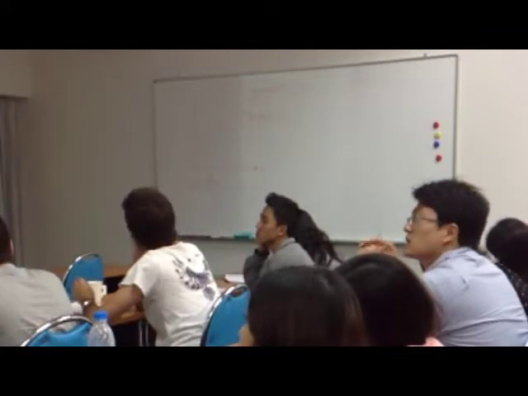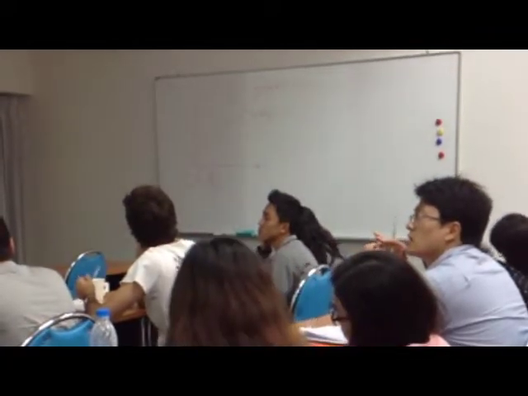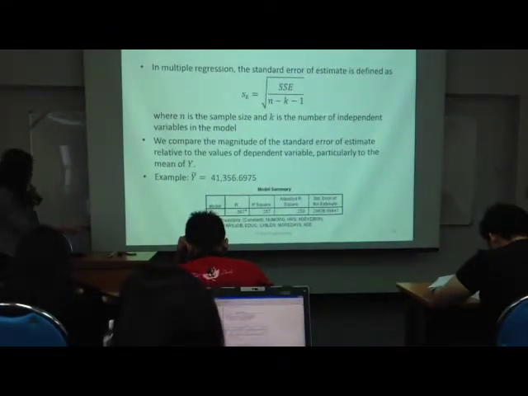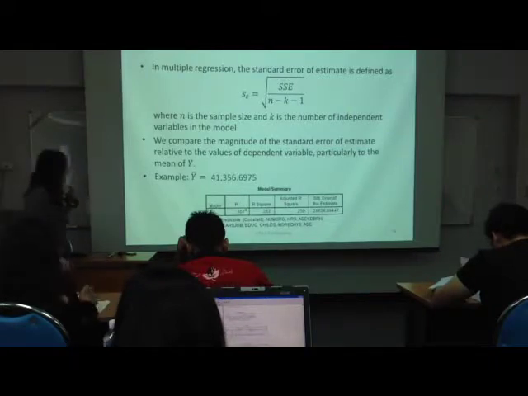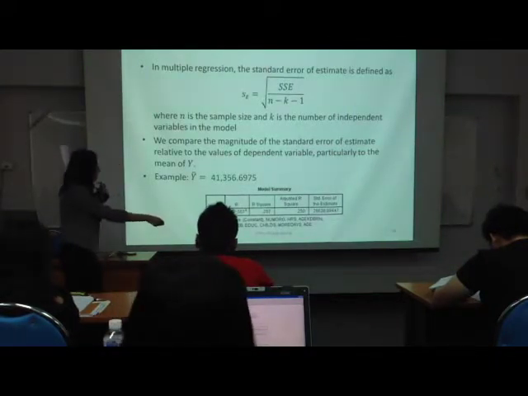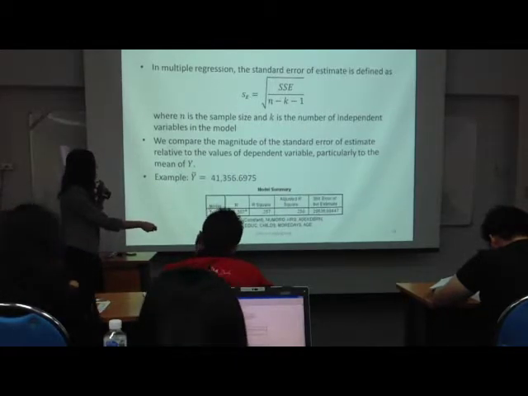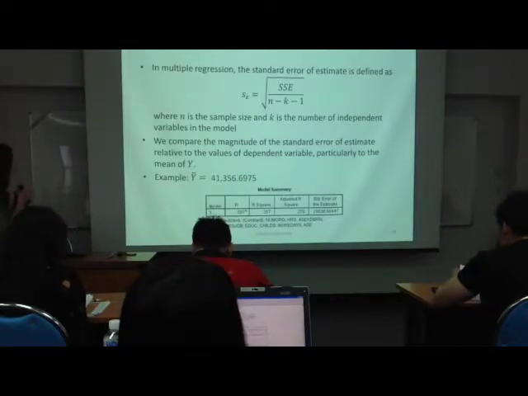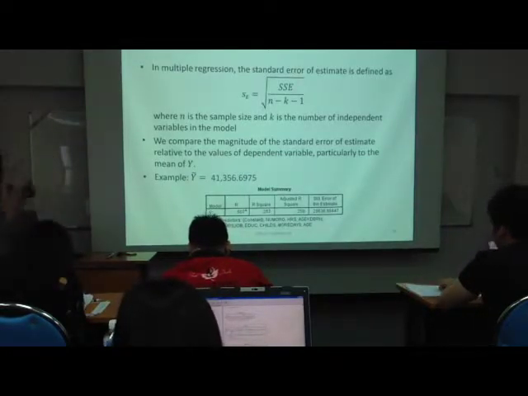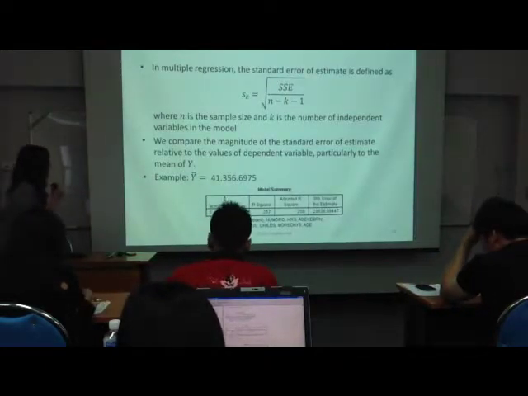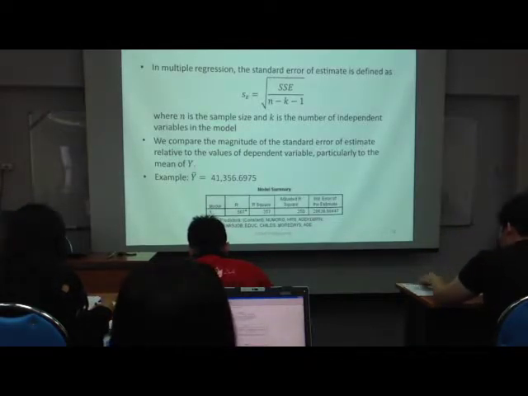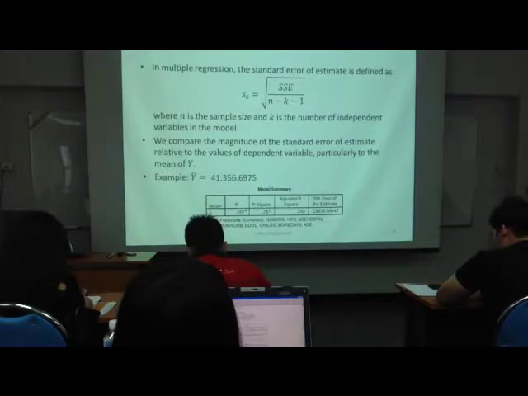So in the SPSS output, how do we find the standard error? You get the model summary table, and the last column is the standard error of the estimate. This is the s sub epsilon. If y bar is much less than the standard error of the estimate, we think that our model is not good.